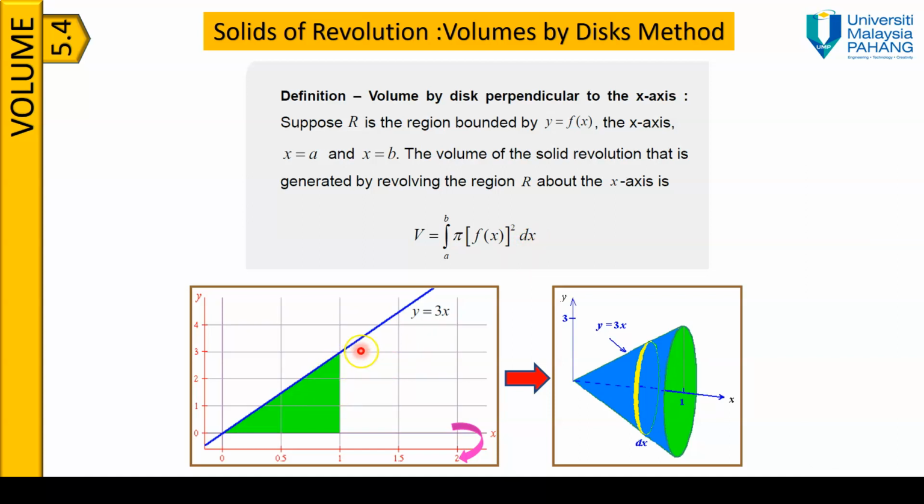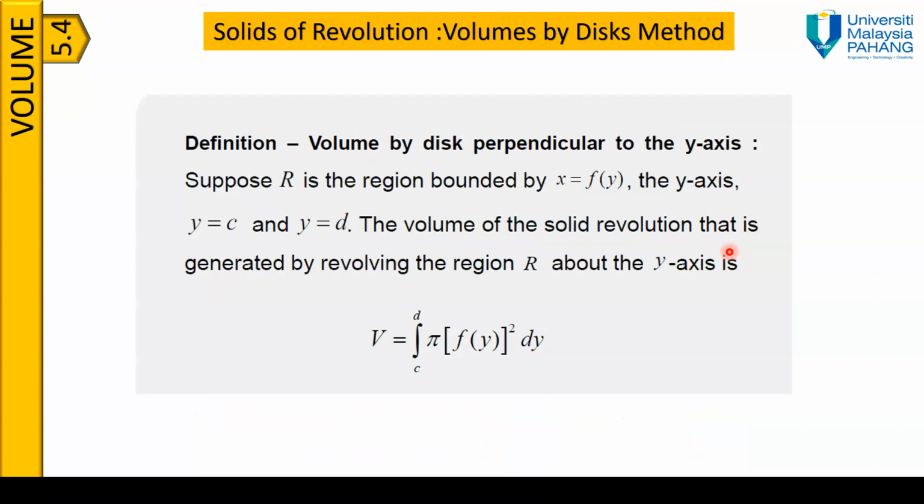Here is another example. Let's say you have the straight line y equals 3x, and you want to calculate the volume of the solid if we revolve it about the x-axis from 0 to 1. By revolving this region, it will give you a cone. Then we can calculate the volume of this cone, defined from 0 to 1, by using this formula.